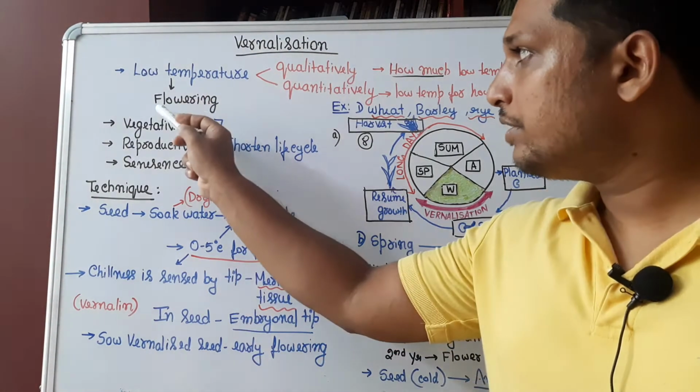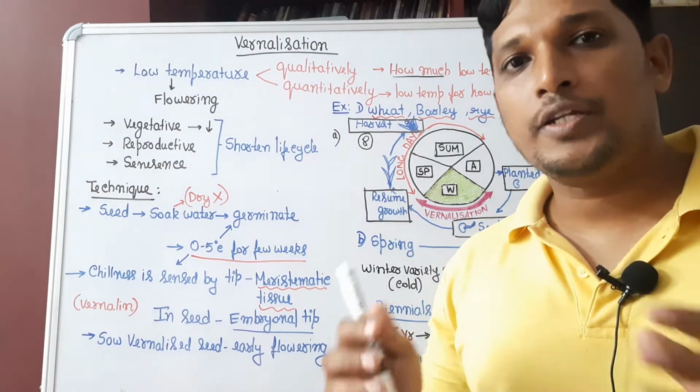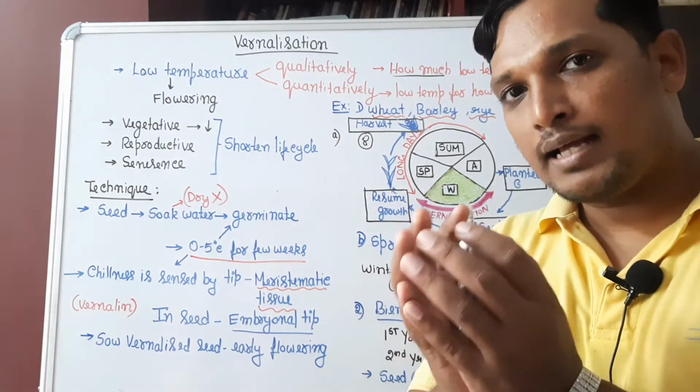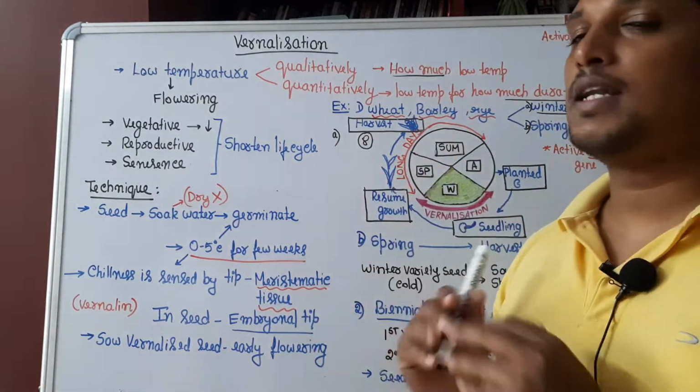Our ultimate aim is to get flowers, because when flowers are formed, after fertilization you are going to get the fruit or seeds, or grain. That is the whole idea of vernalization.